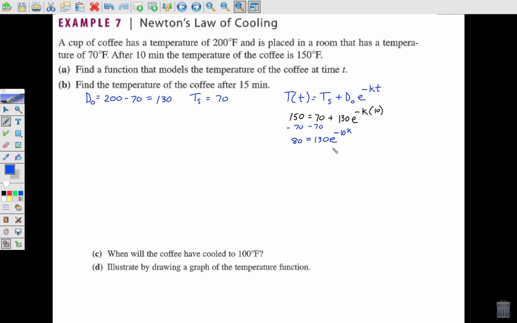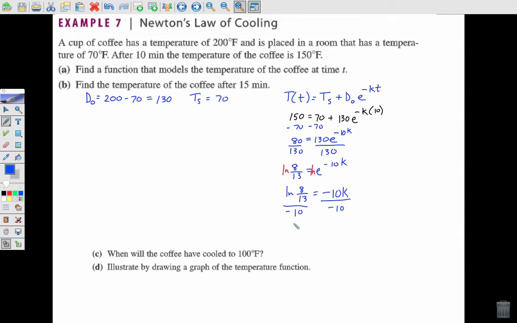Now this is an exponential equation, so I want to isolate the exponent. So divide both sides by 130. I'm going to leave this as a fraction because dividing by 13 is a mess. Because it's base e, I'm going to take the natural log of both sides. So now I have the natural log of 8 over 13 equals, ln cancels out the e, and we're left with negative 10k. To solve for k, divide by negative 10.